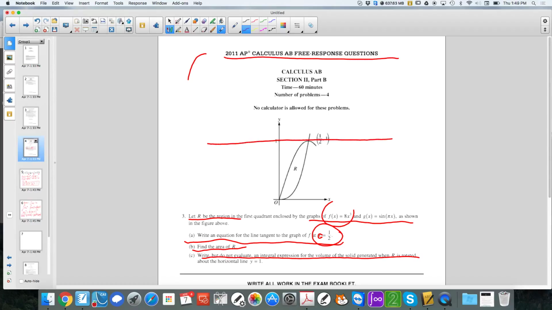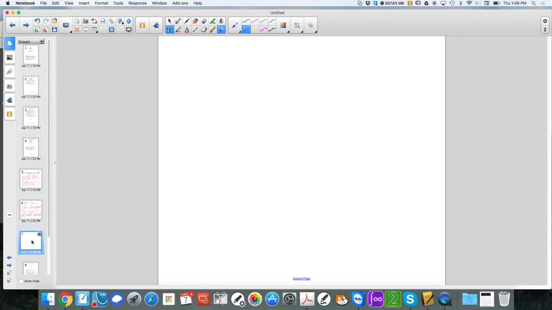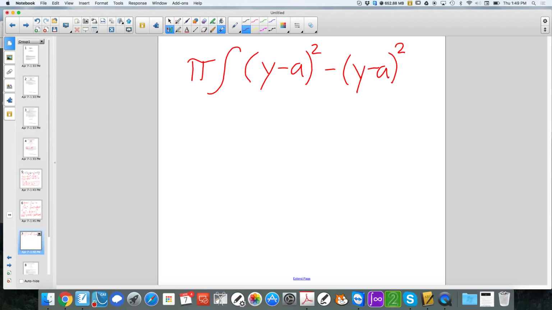And whenever we're doing volumes of rotation, who's coming into play? Yeah, I'm going to write it down. Pi, integral, parentheses, y minus a squared, minus y minus a squared, dx. They just want me to fill that information in. And it's still a rotation problem, so it's always upper minus lower. We're going to solve that problem whether we have it or not.